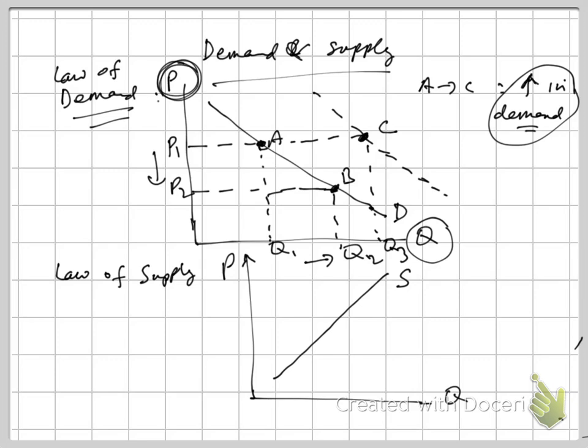And it's caused by the shift factors, all factors that may affect buyers' behavior other than the price of the good. Okay, you have to remember this. The other factors: income of consumers, expectations on future income and future price of the good, and so on and so forth.